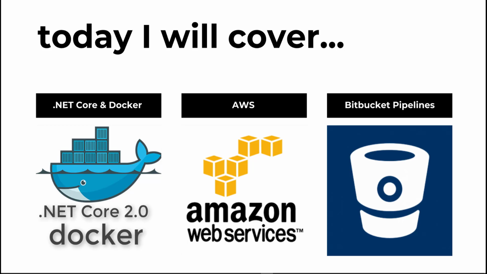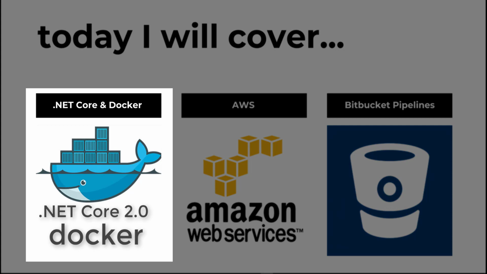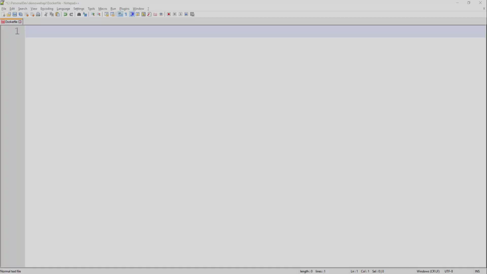Welcome back to part two of deploying a Dockerized .NET Core application with Bitbucket Pipelines and AWS. In part two, we are going to focus still on the .NET Core 2.0 Docker stage, but we're going to look at creating our Dockerfile. I'm going to show you some useful commands that you can use to test your Dockerfile locally before going any further. Let's get started.